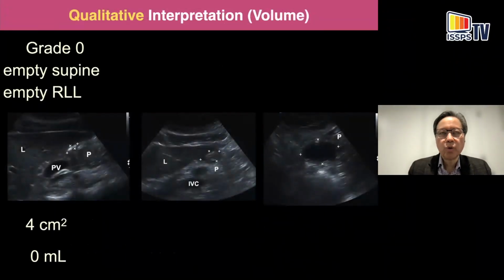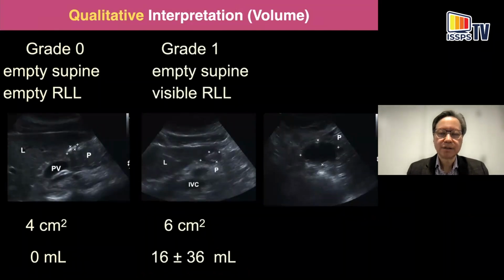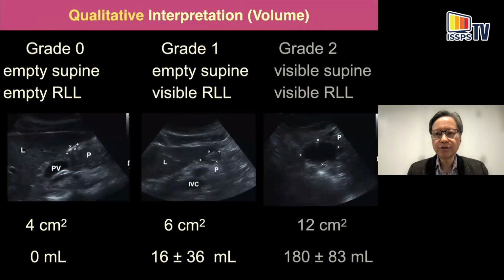So you can do a qualitative assessment, just eyeballing, just like a cardiac examination. If you see nothing in the antrum when the patient is supine or in the right lateral decubitus position, we call it grade 0. When you see nothing when the patient is supine, but you see something in the right lateral decubitus, we call it grade 1. Grade 2 is when you worry about the patient. You can see the stomach content in both the supine position and also in the right lateral decubitus. In this case, there's got to be more than 100 mils in the stomach.